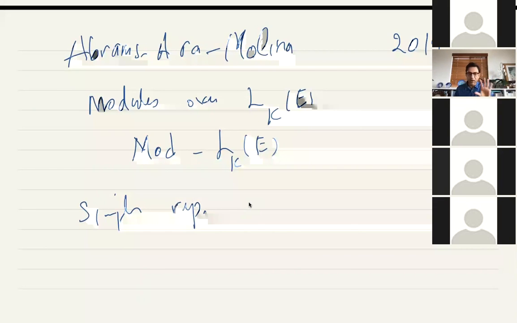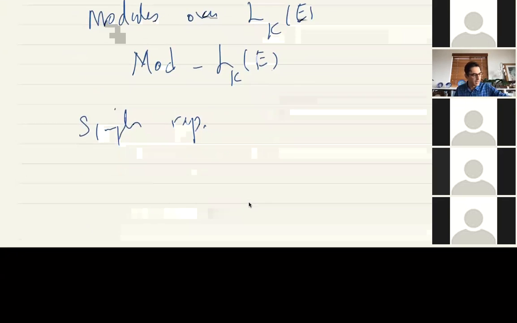Okay, before I move further, let me tell you that there is a very general construction of modules over these kinds of combinatorial algebras. This was known already for path algebras, but you can generalize it to other algebras. So very quickly, I mention this.